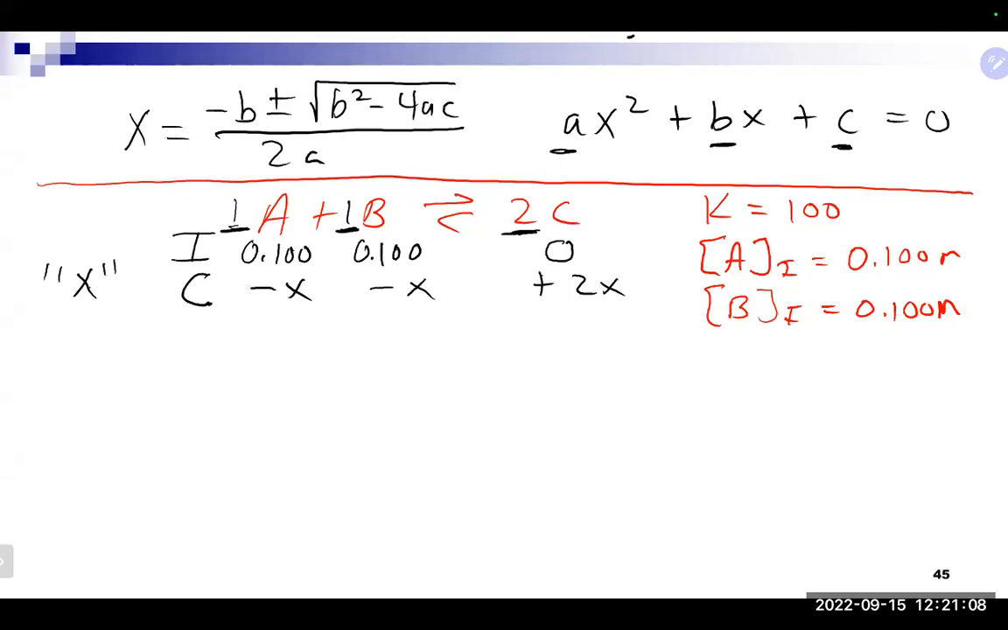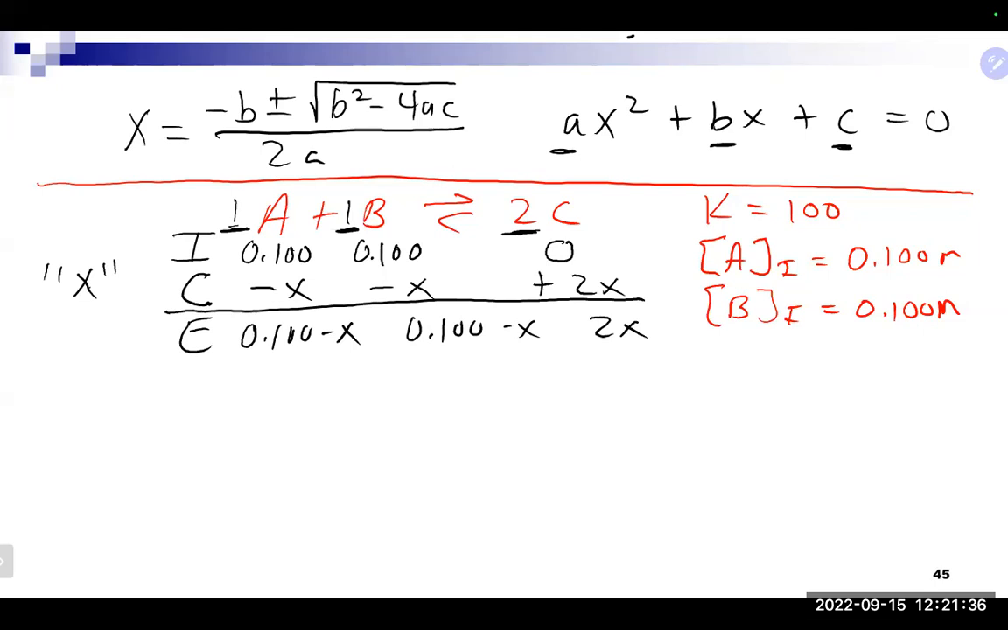So we use the minuses on the left-hand side because those guys should be decreasing. We use the pluses on the right-hand side, so they should be increasing. We want to make sure we take the coefficients there to make sure we got the right mole-to-mole relationship. And now we can get to the equilibrium part, which is simply just bringing everybody down. So this would give me 0.1 minus x, 0.1 minus x, and 2x.